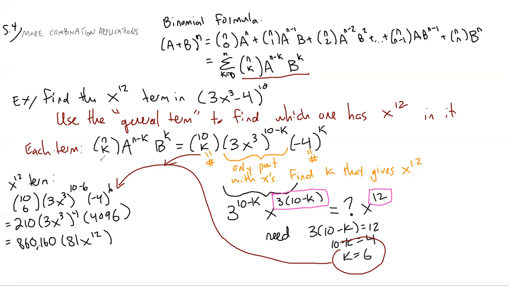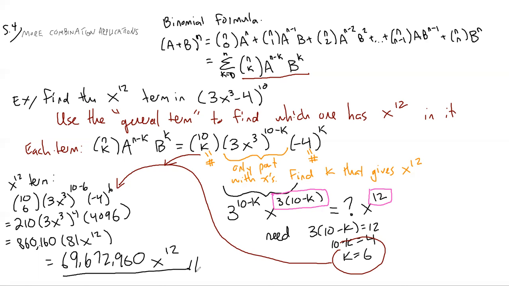And I'm going to multiply those coefficients. We're going to get this massive number, 69,672,960 x to the 12. So that is the x to the 12 term. The whole goal is basically to find that coefficient, and there it is.